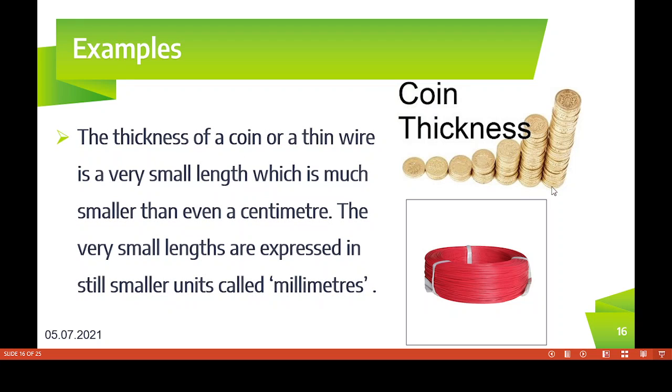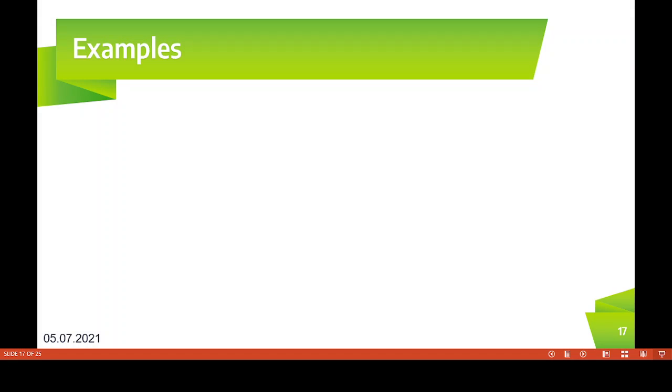Now we have to see some examples. Children, what is this? Yes, coins. The thickness of a coin or a thin wire is a very small length which is much smaller than even a centimeter. So this type of small length is expressed in a still smaller unit called millimeter.